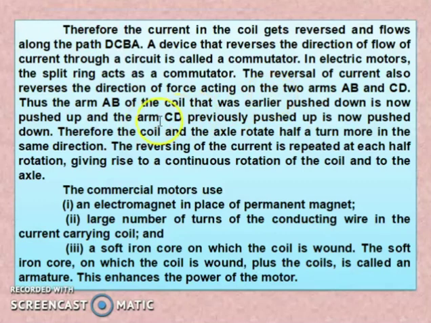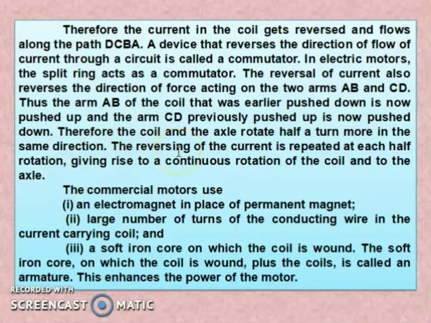So the reversal of the current also reverses the direction of force acting on the two arms AB and CD. Thus the arm AB of the coil that was earlier pushed downward is now pushed upward, and the arm CD previously pushed upward is now pushed downward. Therefore the coil and the axle rotate half a turn more in the same direction. So another half will rotate.